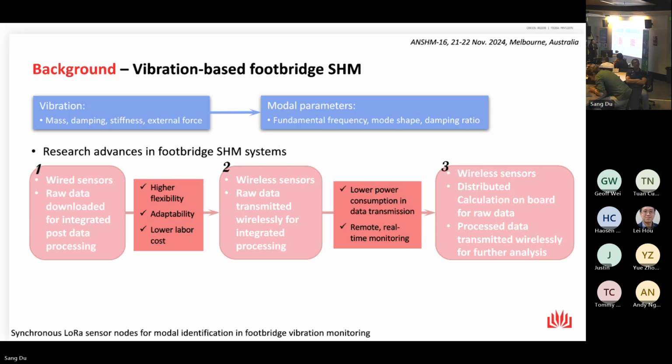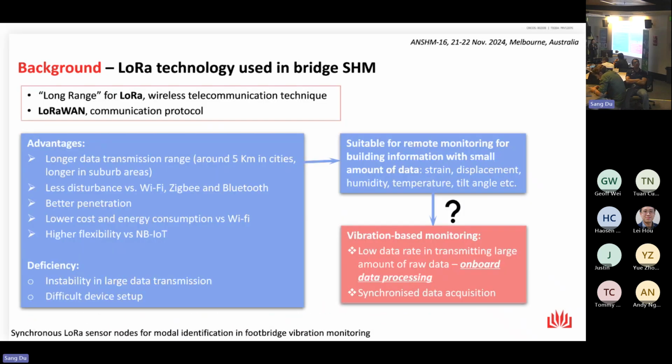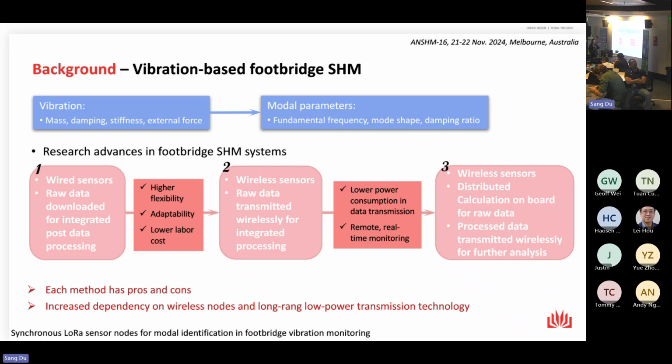So we can conclude that there is an increased dependency on the function of wireless sensor nodes themselves, and also long range and low power transmission technology can help enlarge the transmission range of the whole network. But it should be noted that each method has pros and cons, which depend on the budget and what is needed and expected from the whole system.